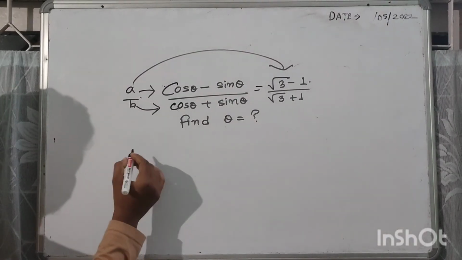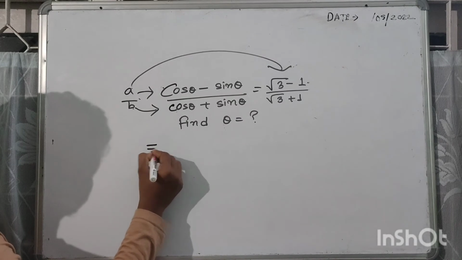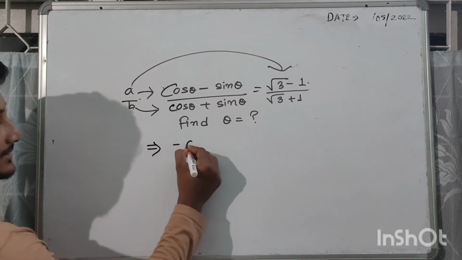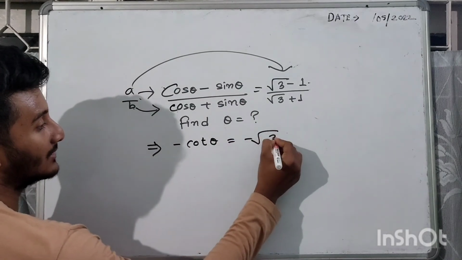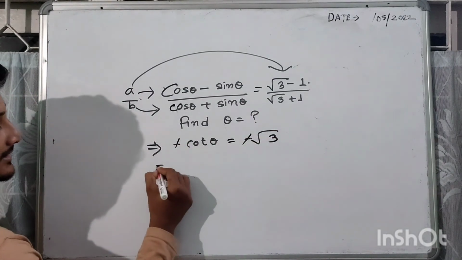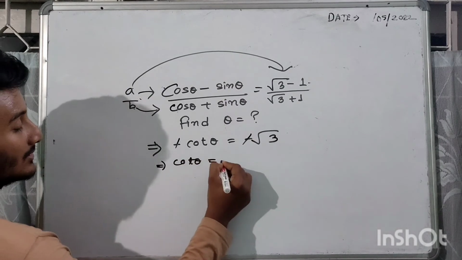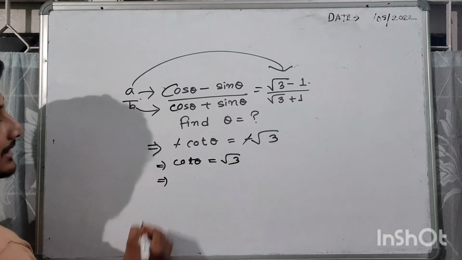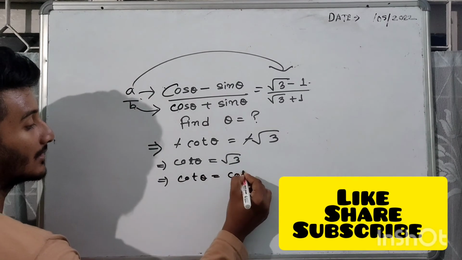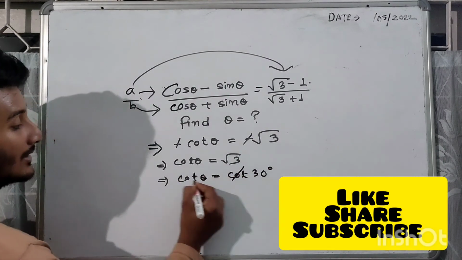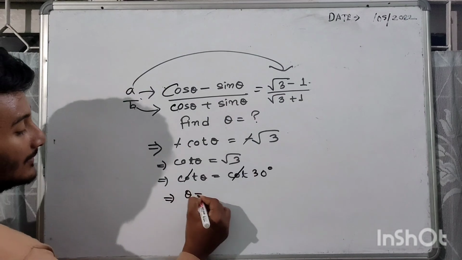Now we will do the main simplification. On the left hand side we got minus cot theta, and on the right hand side we got minus root 3. Cancelling the minus signs, it will be cot theta equal to root 3. Now we know that cot 30 degrees is root 3, so cot theta equals cot 30 degrees, and cot and cot will be cancelled, so theta's value is 30 degrees.